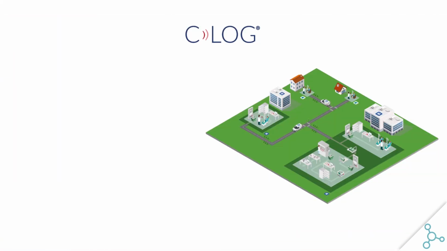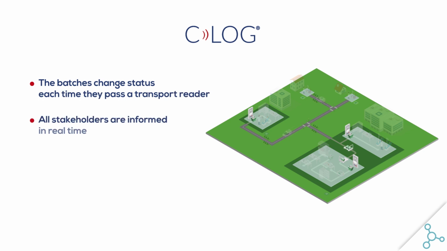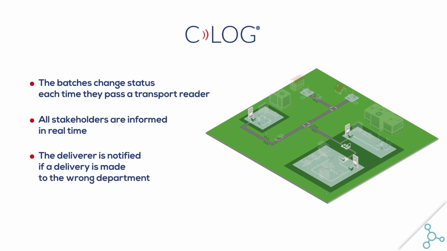To summarize, in the transportation module, the batches change status each time they pass a transport reader. All stakeholders are informed in real time of the status and location of the products. The deliverer is notified if a delivery is made to the wrong department.